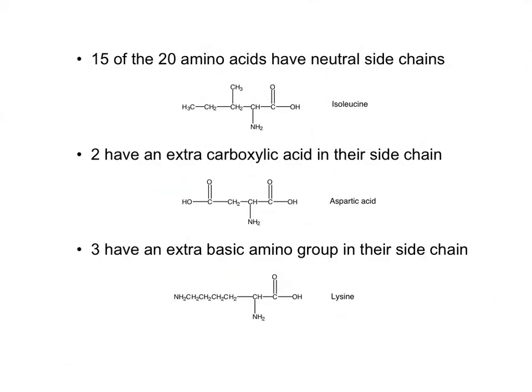So, in terms of the summary, 15 of the 20 are neutral. Even though they may have nitrogens in them, they're neutral. 2 have carboxylic acids, they're acidic. 3 of them that we just looked at have amino groups, and they are going to be basic side chains.